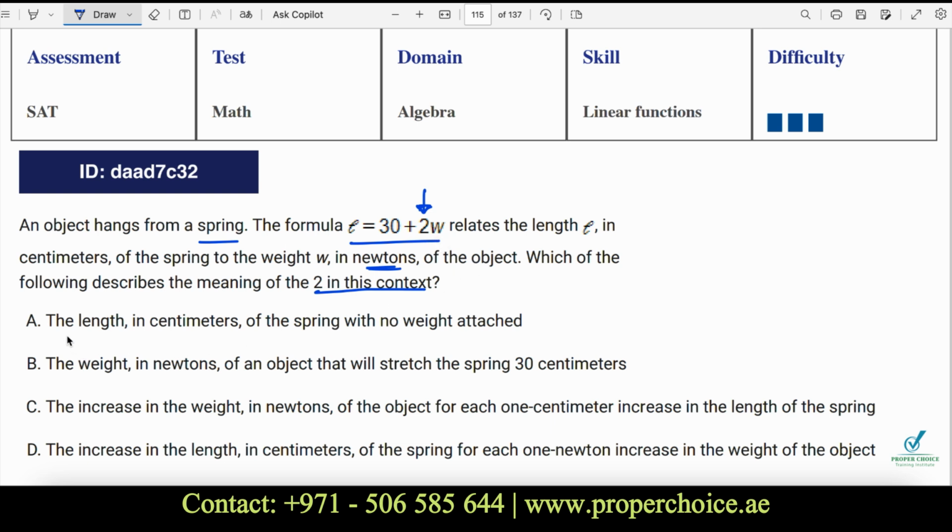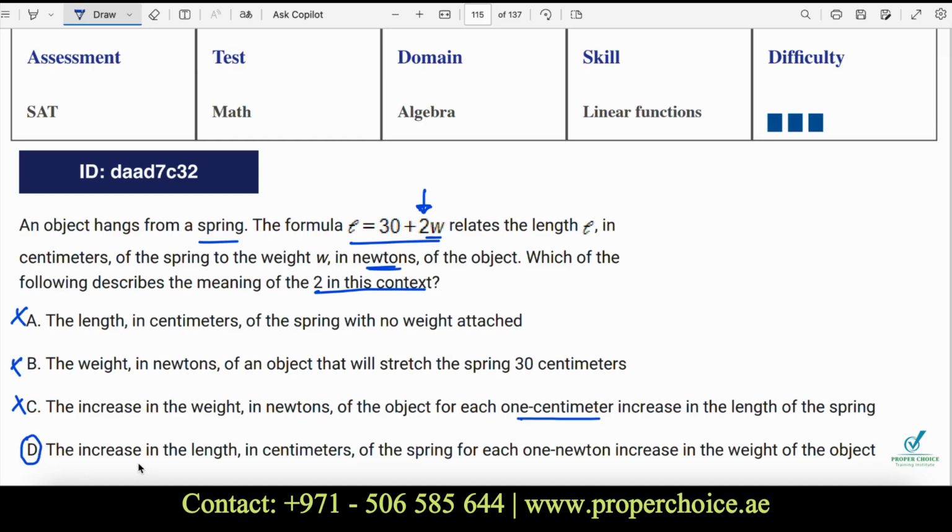So option A says the length in centimeters. No, it is not the increment of length in centimeters; per one unit of weight there is a 2 increment in the length. Next, the weight in newtons of an object that will stretch the spring 30 centimeters. No. The increase in weight in newtons of an object for each 1 centimeter. No, they are saying that this 2 is representing when L increases by 1 centimeter, which is also wrong. Then D will be the right choice.